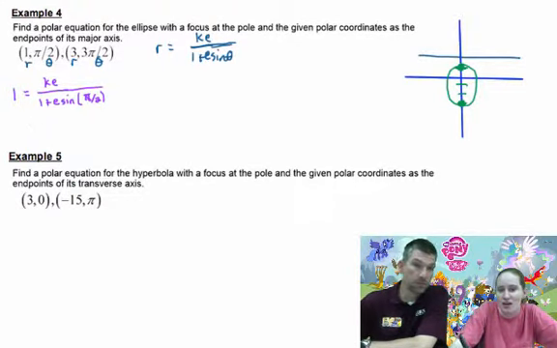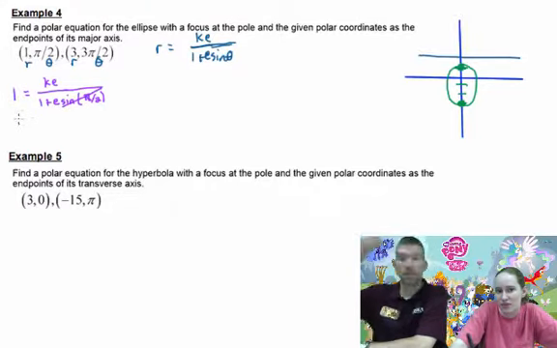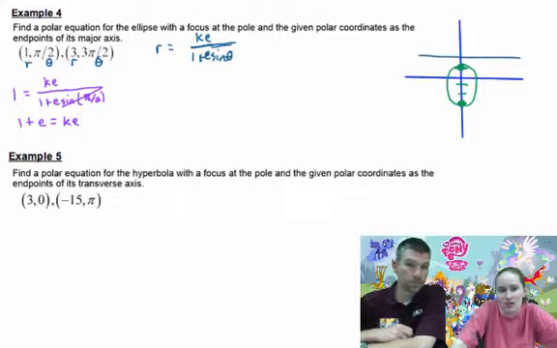Okay. So sine of pi over 2 is 1. So this will end up being 1. So that we have 1 equals KE over 1 plus E. If we multiply both sides by 1 plus E to get it off the bottom, we get 1 plus E equals KE.